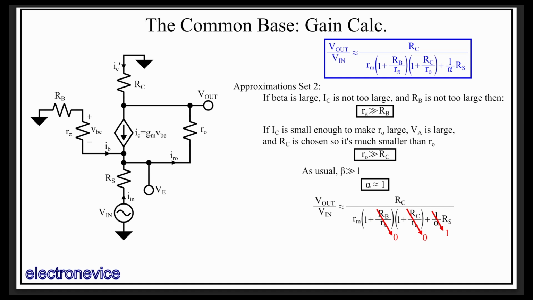Because since RB is much less than RPi, it follows that RB over RPi will be much less than 1, and thus 1 plus RB over RPi will be approximately equal to 1. Same logic applies to RC over RO. And of course, since alpha is approximately equal to 1, then 1 over alpha is approximately equal to 1 as well. This results in the approximation of Vout over Vin equal to RC over RM plus RS. This is a simple result, and so if you can adhere to these approximations, you can use this result with pretty good accuracy.